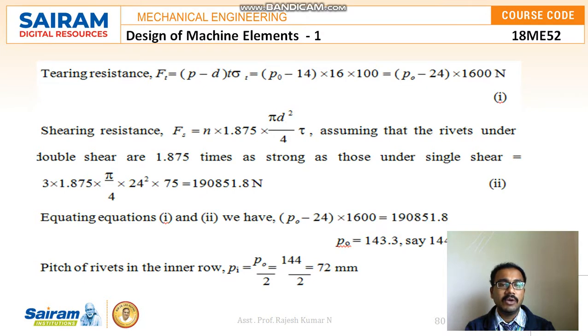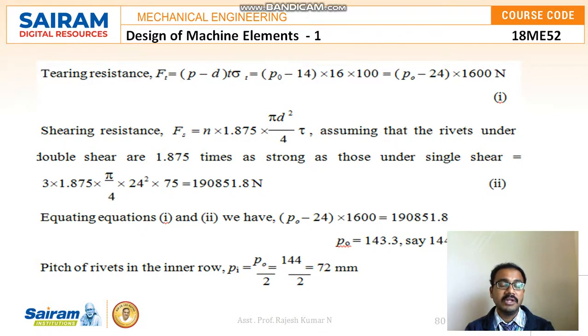Tearing resistance Ft is equal to (P minus d) into t into sigma t, where P is nothing but the outer pitch. So I'll be getting the tearing resistance as (Po minus 24) into 1600 Newton. And similarly, shearing resistance Fs is equal to n into 1.875 into pi d square by 4 into tau, assuming that the rivets under double shear are 1.875 times as strong as those under single shear, that is 3 into 1.875, because in the row 3 rivets are there. So 3 into 1.875 into pi by 4 into 24 square into 75, so it is 190851.8 Newton.